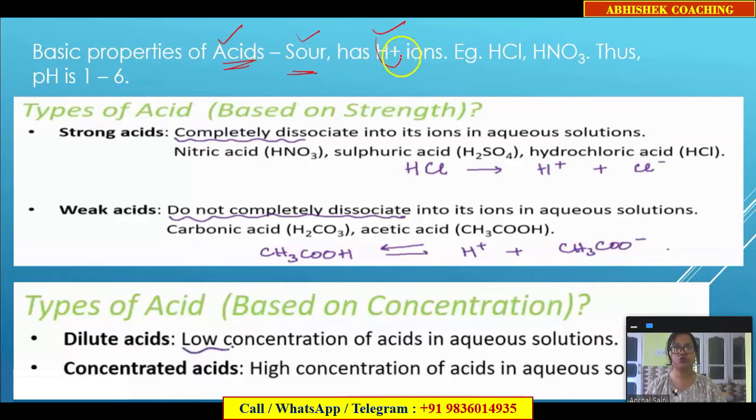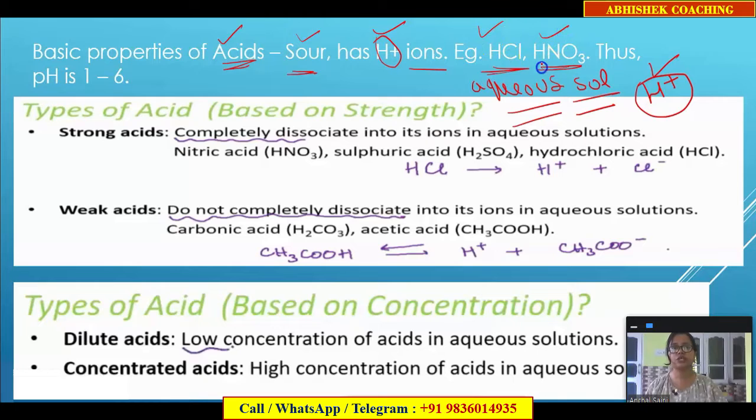And they have H positive ion. In fact, in the aqueous solution also, your acids dissociate to give H positive ion. Example is HCl. HCl is hydrochloric acid. Your HNO3, that is your nitric acid. These are the examples of the acids.